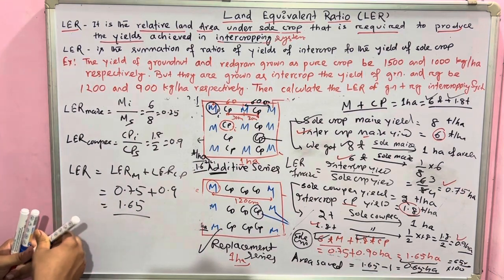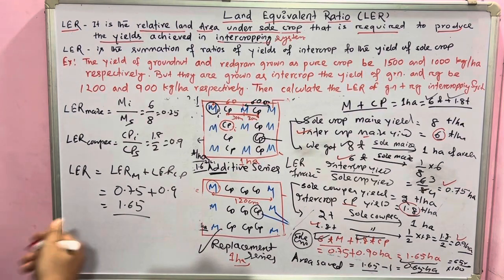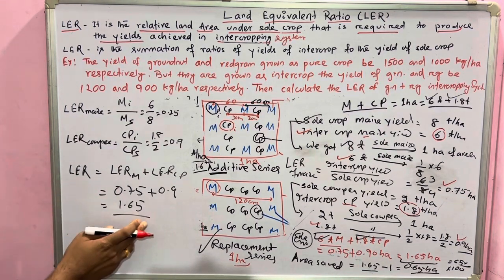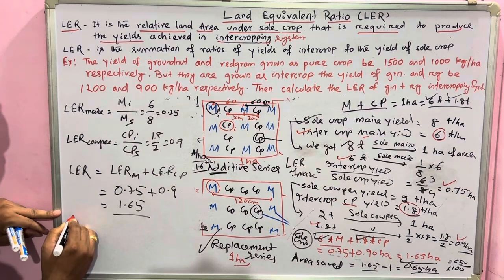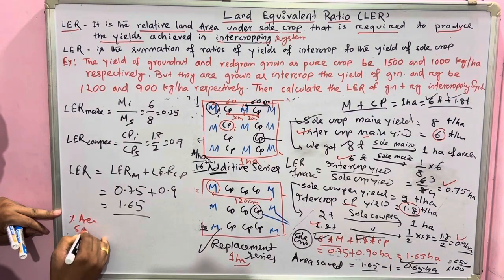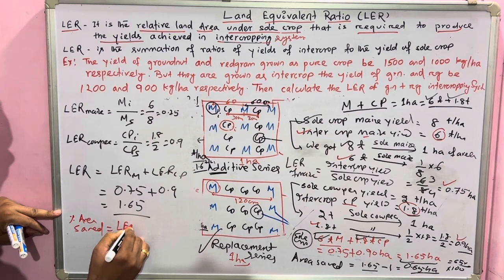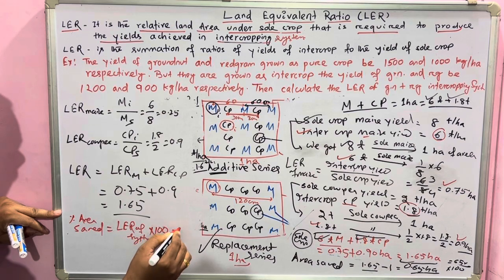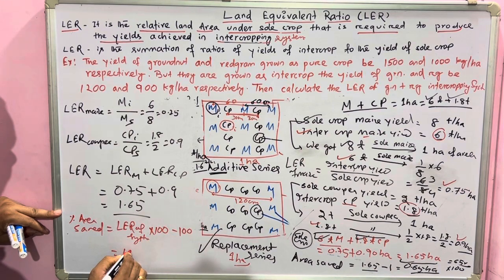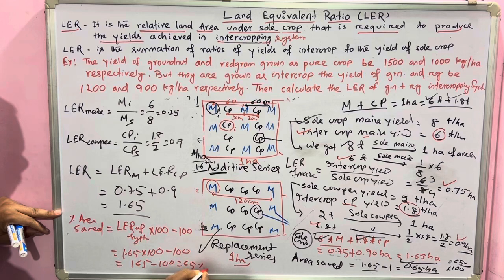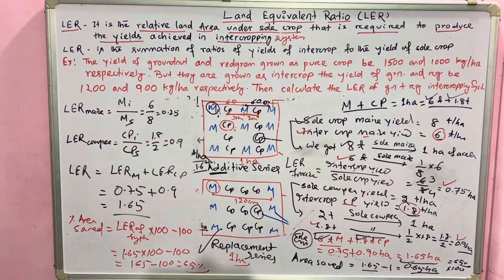So here you can say that LER means land equivalent ratio, the land I am requiring. If I go for percentage, then the percentage of area saved formula will be LER of system into 100 minus 100. So here 1.65 into 100 minus 100, 165 minus 100 is equal to 65. So 65% of area will be saved. I hope you are understanding the concept behind it.